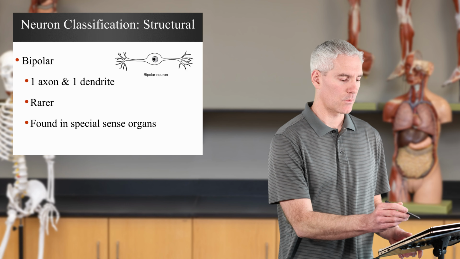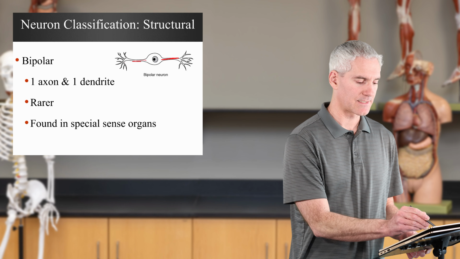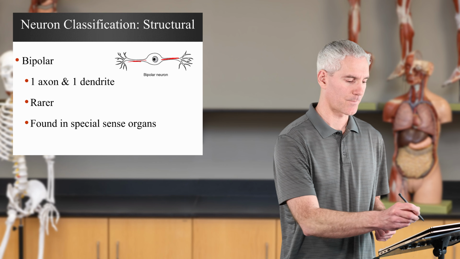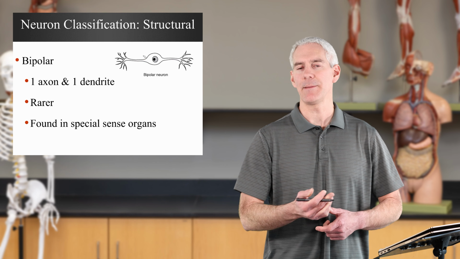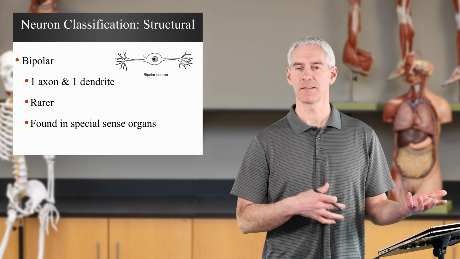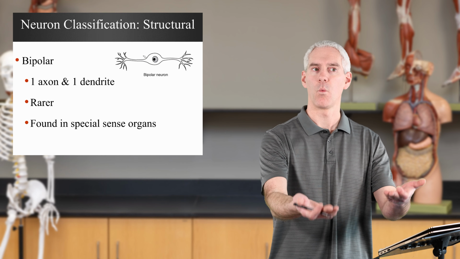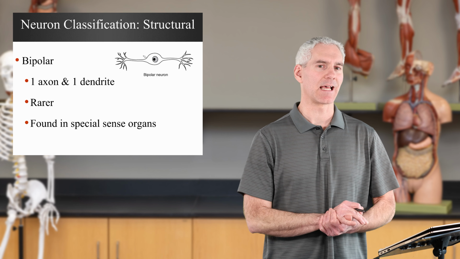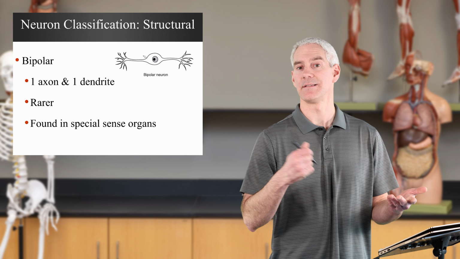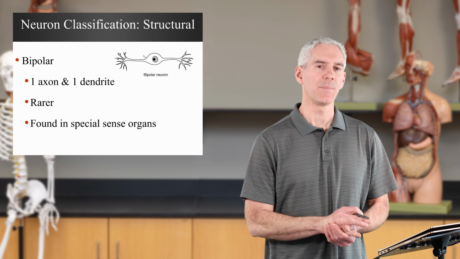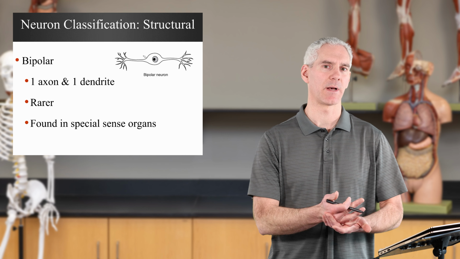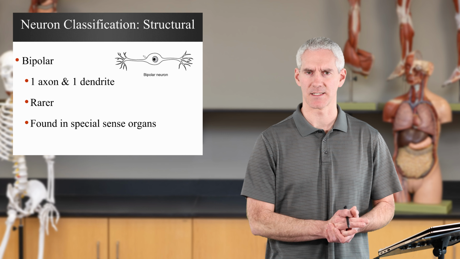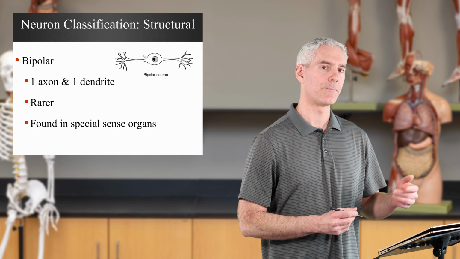Next up is bipolar. You have two processes coming off the cell body. Now, these bipolar neurons have one axon and one dendrite. One input, one output. Now, these aren't nearly as common as the unipolar or the next one, the multipolar, because they're found primarily only in the special senses. Think eye, ear, things like that. So this is the bipolar.